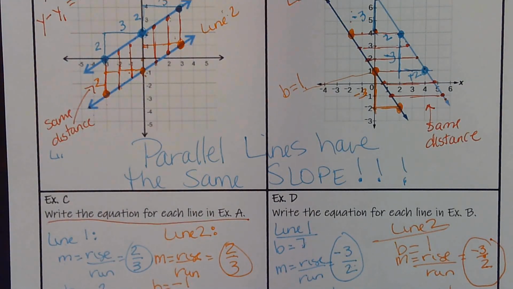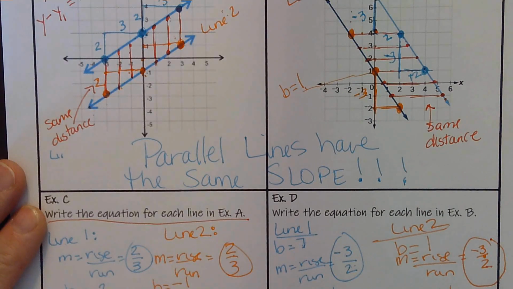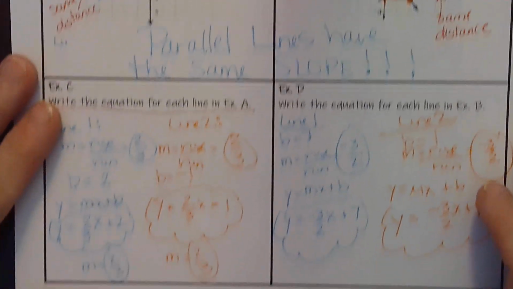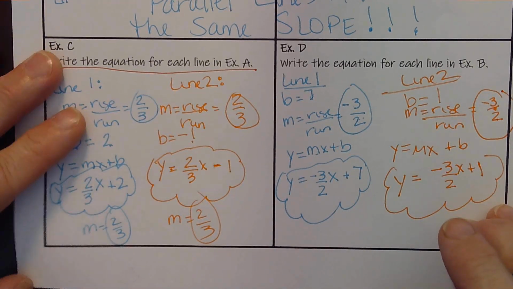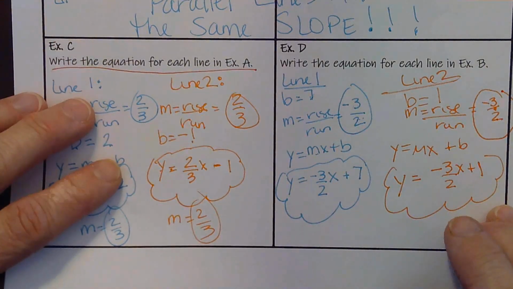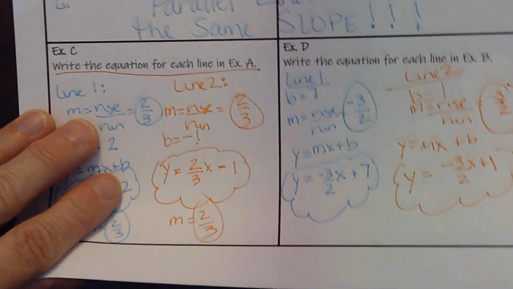So what makes lines parallel? The only way two or more lines are parallel is if they have the same slope. So finding the slope of a line is going to help determine information about parallel lines. All right, so let's look at the next little deal.